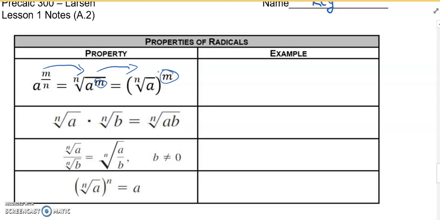Essentially what we're saying is it doesn't matter if you take the root first or apply the exponent first. A lot of times I like to apply the root first so we can shrink that number down and then make it bigger. It's just easier to work with. So a couple quick examples here.